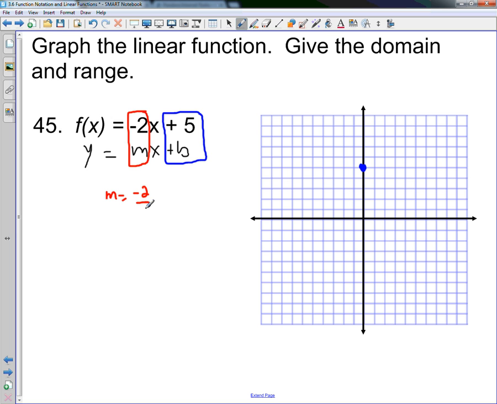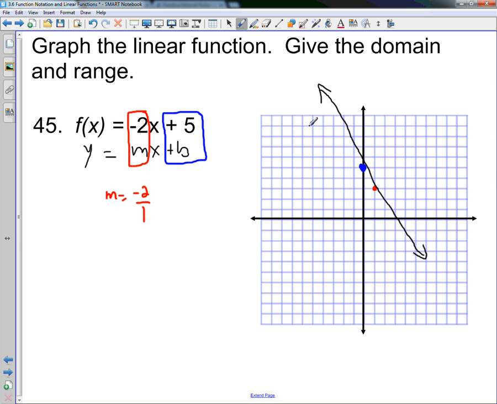Remember, I can always make that a fraction by putting it over 1. So -2/1 means down 2, right 1 from my blue dot. So the slope tells me how to get from my first dot to my second dot. Okay, connect the dots. Hopefully your line's a little straighter than mine. That one's pretty bad. So that's the graph of our linear function.